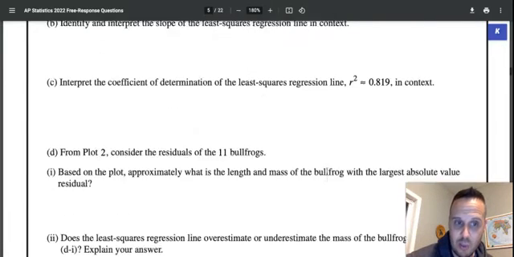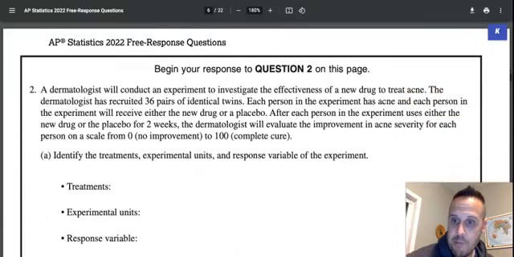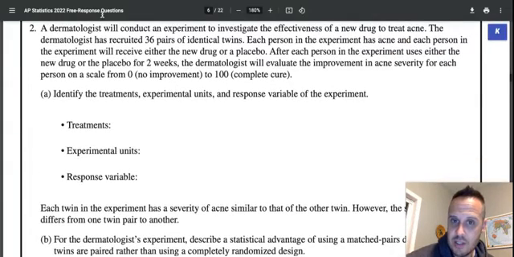That estimate is over. Okay, right here, a dermatologist conducts an experiment to investigate the effectiveness of a new drug to treat acne. The dermatologist recruited 36 pairs of identical twins. Sounds like it's going to be matched pairs. Each person in the experiment has acne. Each person will receive either the new drug or the placebo. After each person uses the new drug or placebo for 2 weeks, dermatologists will evaluate the improvement in acne severity for each person.